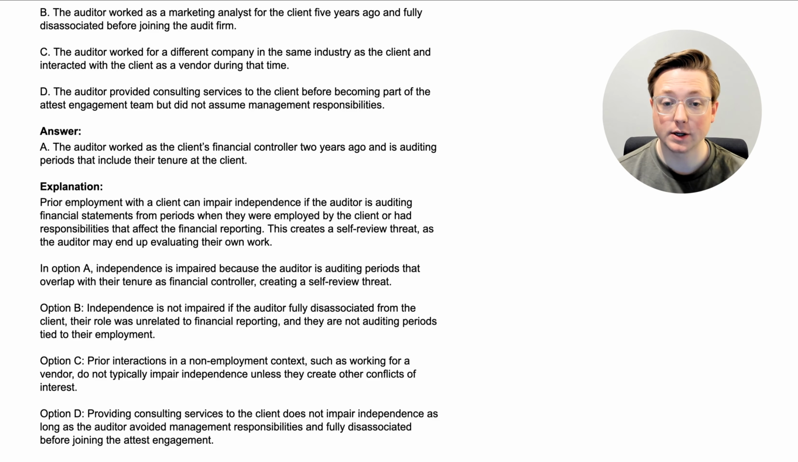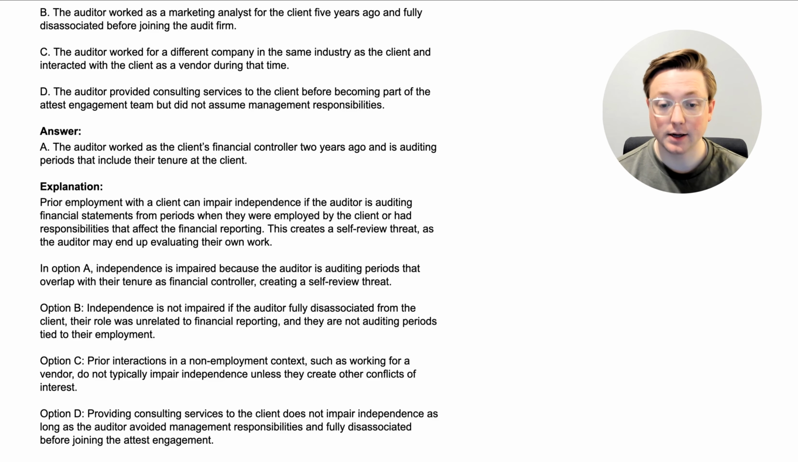A, the auditor worked as the client's financial controller 2 years ago and is auditing periods that include their tenure at the client. That would impair their independence. Prior employment with a client can impair independence if the auditor is auditing financial statements from periods when they were employed by the client or had responsibilities that affect the financial reporting. This creates a self-review threat, as the auditor may end up evaluating their own work.